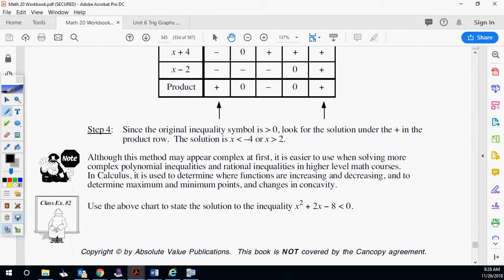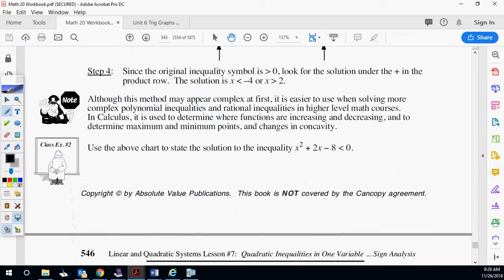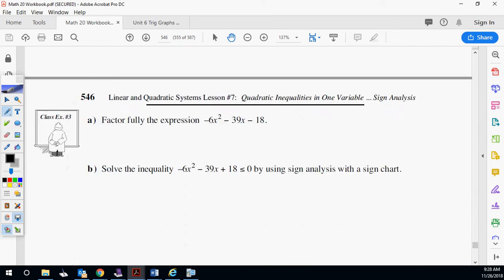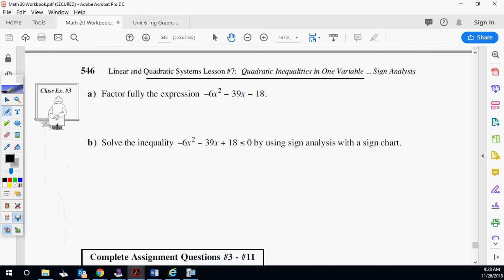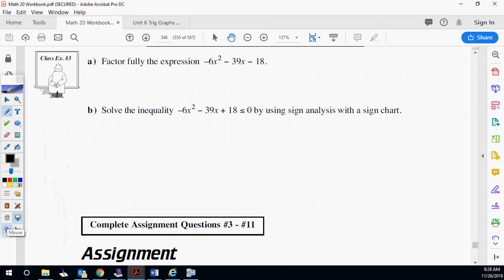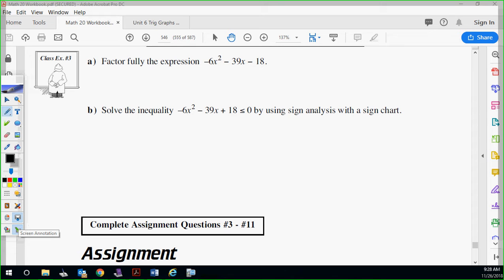We just did minus 8. Yeah, so we just did this answer already. It's the positives. Okay, let's do this last one using the sign chart and we'll be done. Okay, so factor fully the expression negative 6x squared minus 39x minus 18.